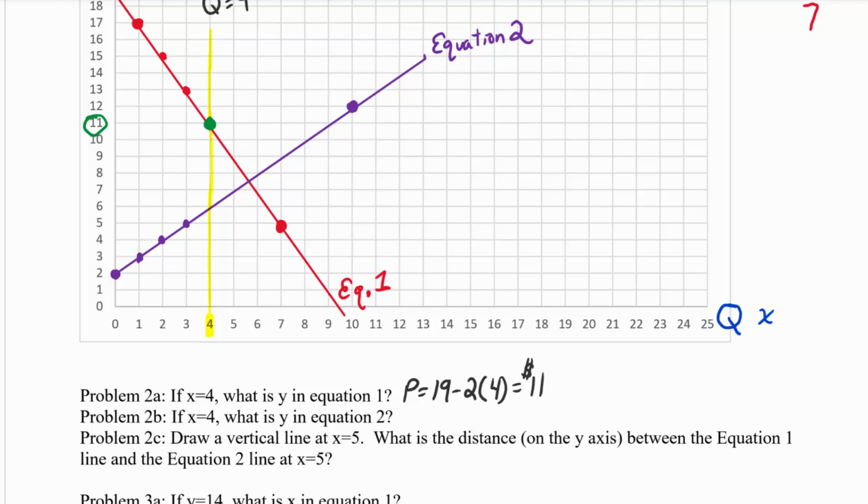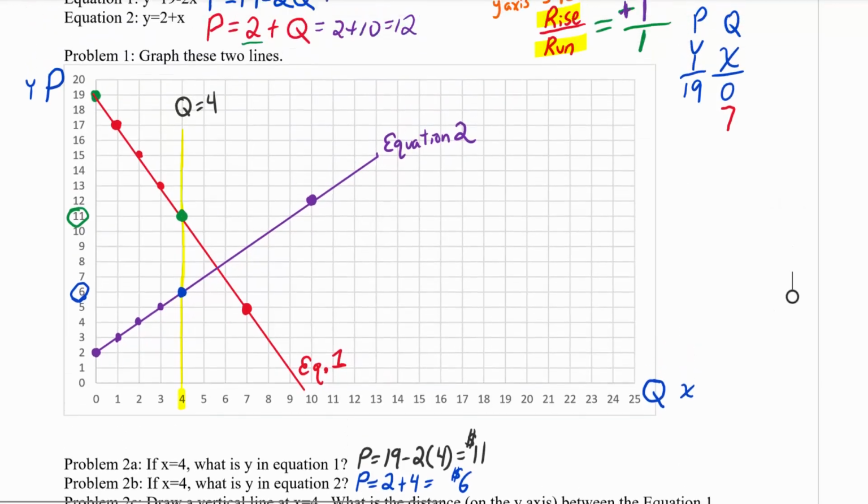Now suppose instead we were looking at equation 2. What is equation 2 trying to tell us about what's going on in the world? Well, if we look at the graph, this blue point suggests that the price would be $6, or 6 euros, if the quantity was 4. Let's check the equation though. Price equals 2 plus q equals, yes, it checks out, $6.